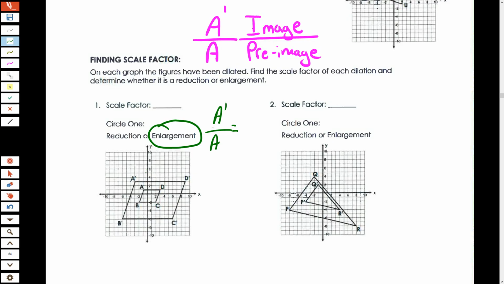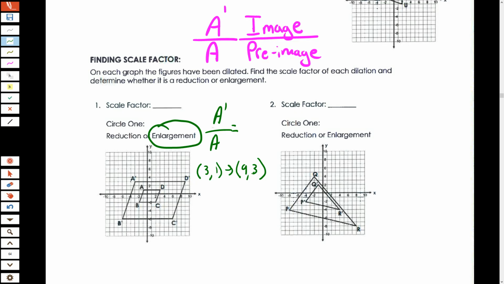So I'm just going to pick one of these points. All right, let's pick, I don't know, what is this point? 3, 1. My first point is 3, 1. 3, 1 looks like to me it turns into, I'm going to go over here, 5, 6, 7, 8, 9, what is that, 9, 3. So how did I get from 3 to 9 and how did I get from 1 to 3?